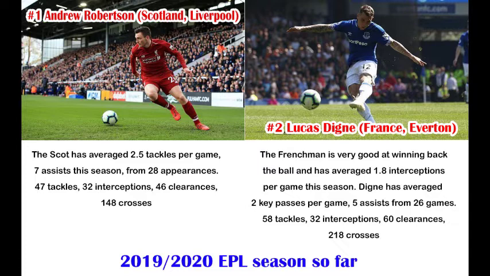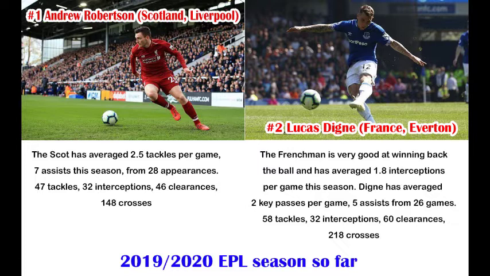And most importantly, crosses win matches. When you can get the ball in the right areas, having a Werner or a Tammy Abraham or even Giroud put it in the back of the net, then we know that we are on our way to victory. Now look at the crosses: 218 crosses for Digne, while we have only 148 crosses for Robertson. That's a huge difference, people.